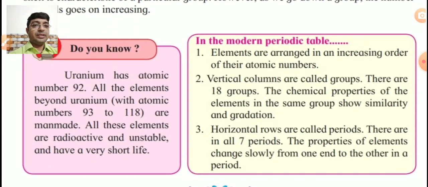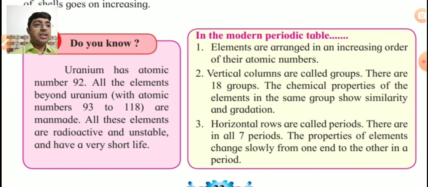Now in the modern periodic table, elements are arranged in increasing order of their atomic numbers. These are the characteristics of the modern periodic table. Second, vertical columns are called groups. There are 18 groups. The chemical properties of elements in the same group show similarity and gradation.